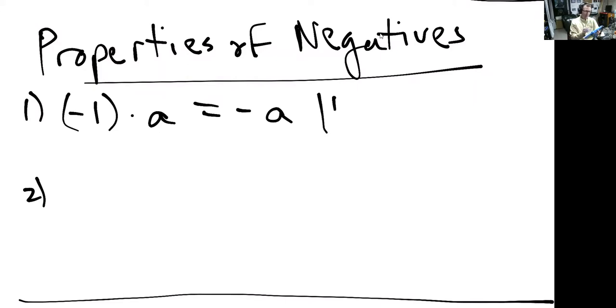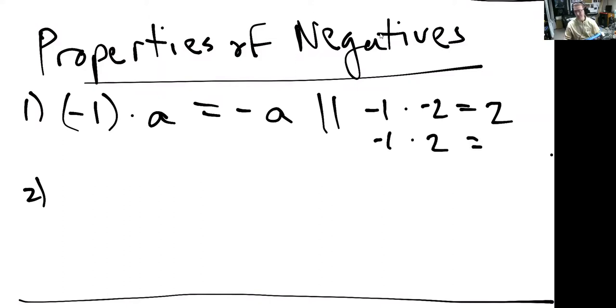So if I gave you a negative one times a negative two, that gives us the opposite of negative two, which is two. Or if I said negative one times two, well, that gives us the opposite of two, which is negative two. Multiplying by negative one takes an integer and makes it into the opposite signed integer. There's that balance point at zero, and it just flip-flops the direction of the whole real number line.